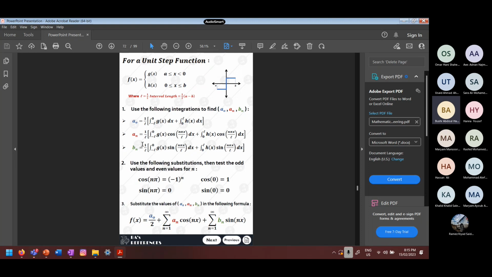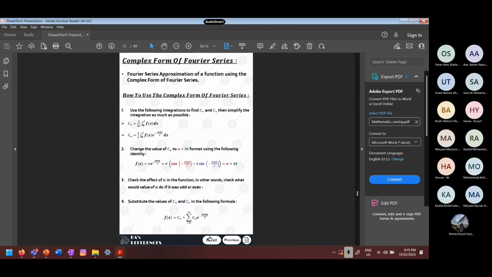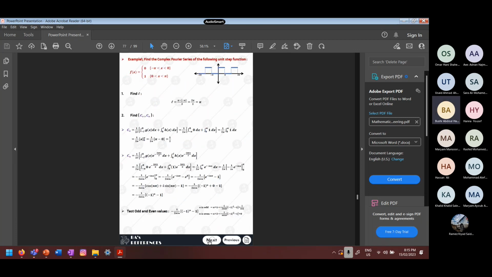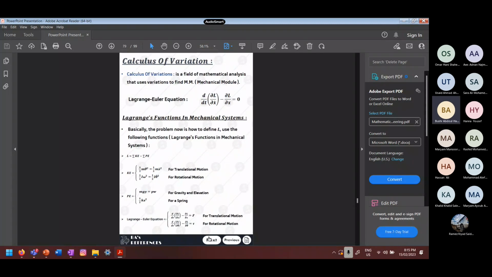If you use 2 over L, 0 to L, you'll get halves and stuff, and it will be annoying to solve. This one is really much easier for you. I don't know why you guys told the doctor to remove it, but no problem. Do you have anything else?